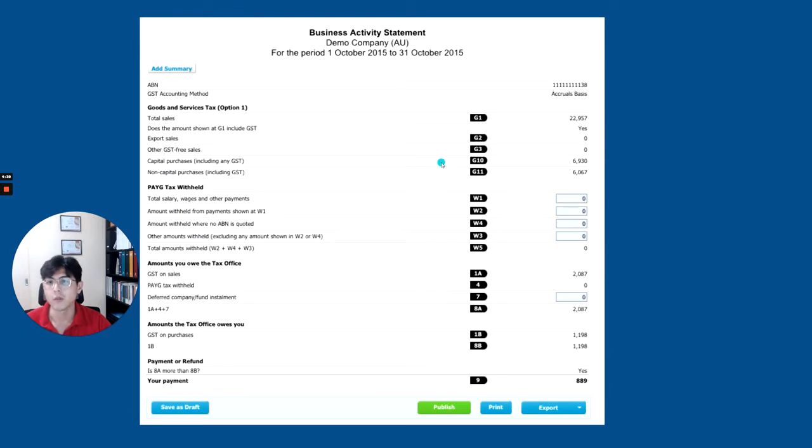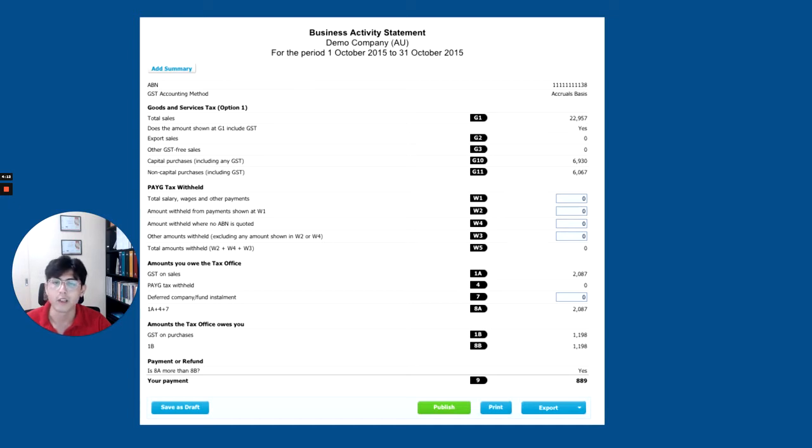So what are we actually reporting on a BAS? The main items are goods and services tax, pay-as-you-go tax withheld, and pay-as-you-go tax installments if you're on the system. So the first thing to understand is the GST accounting method, which can either be cash or accruals. This basically determines when the income or expense is reportable on the BAS.